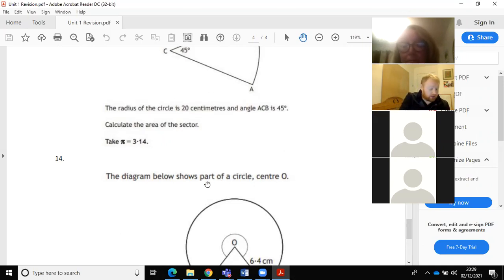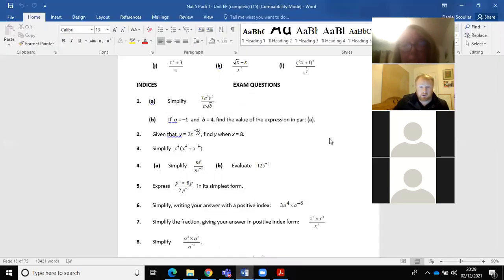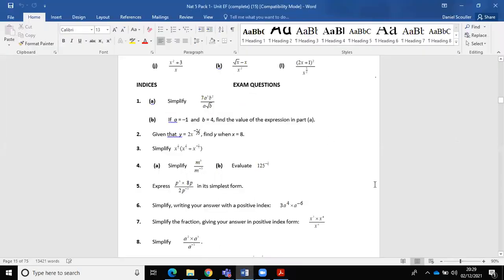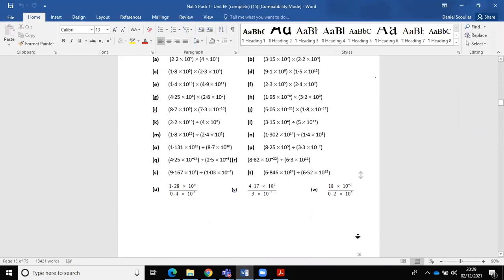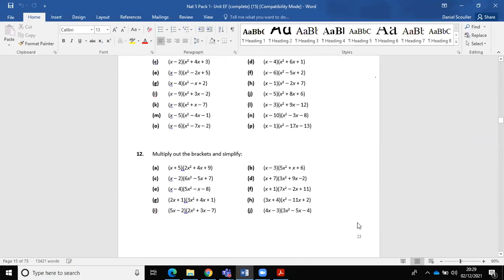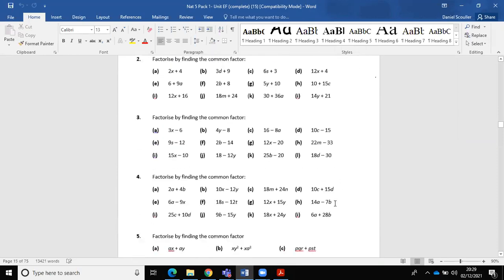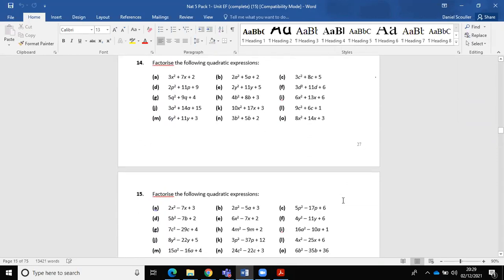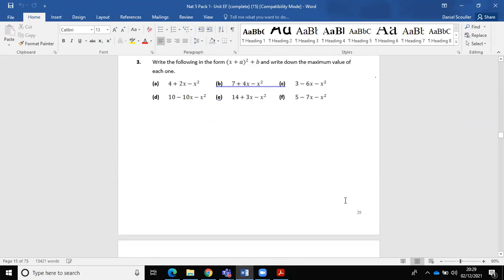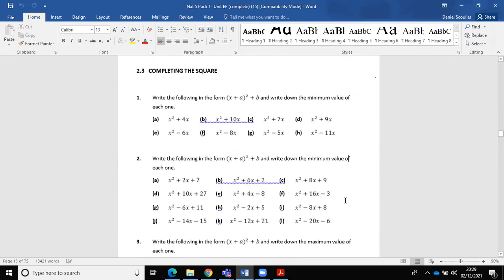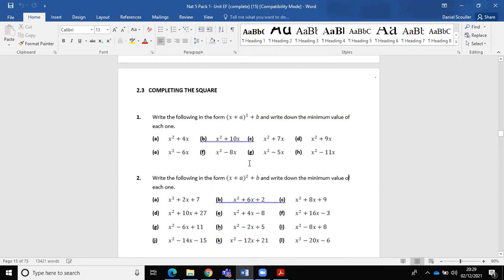Just to say, completing the square, there are questions in this booklet. They are on page 29. Page 29, questions 1 and 2, I've got down here. Some practice ones there. So in the form, and you'll see.